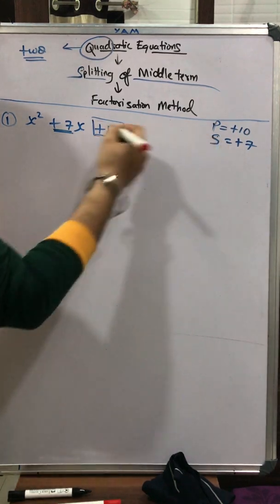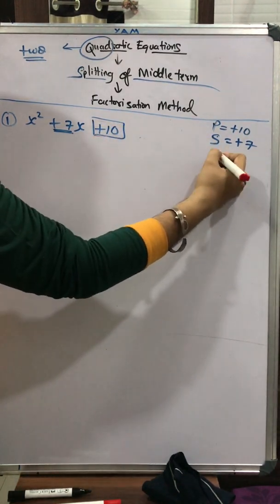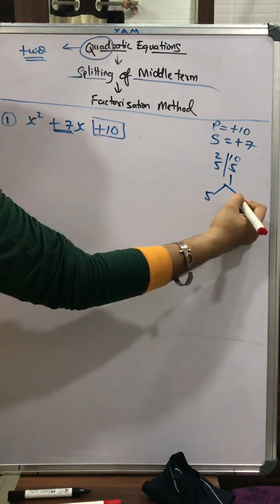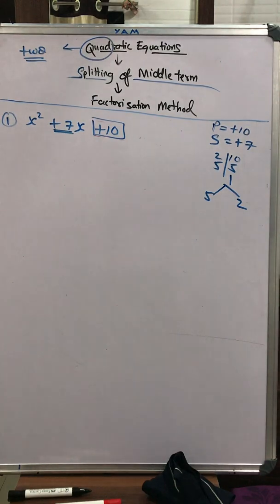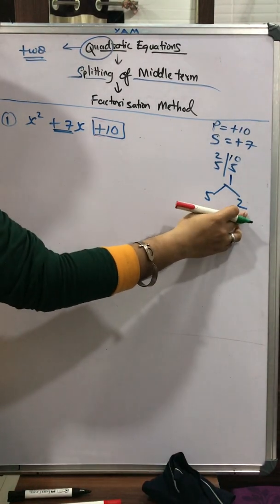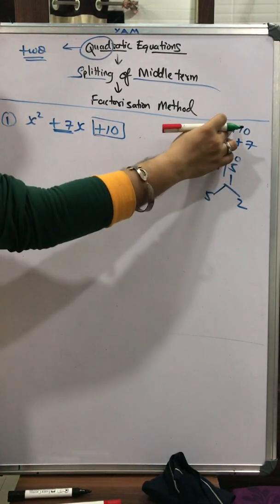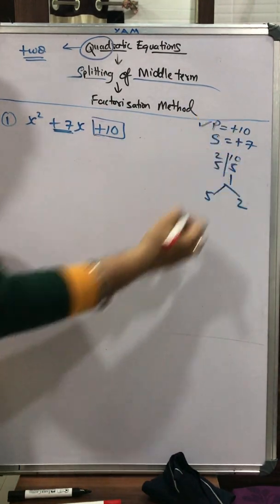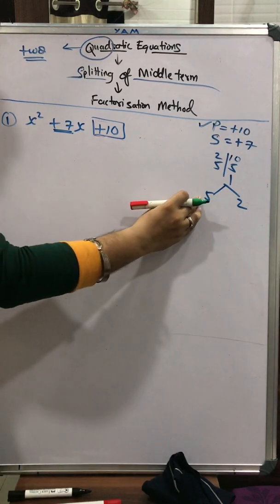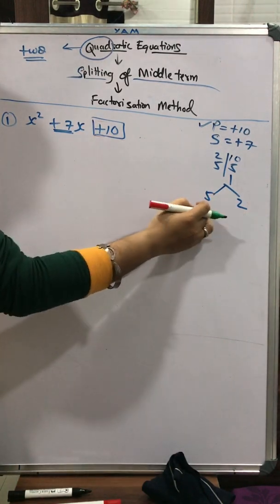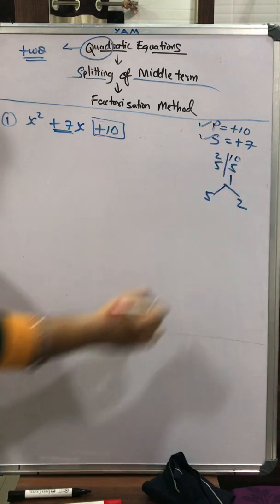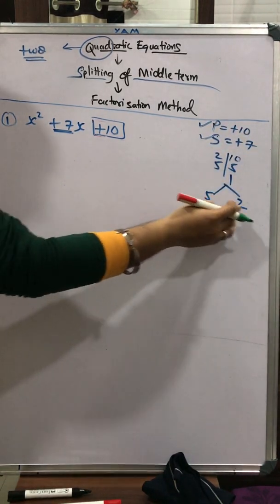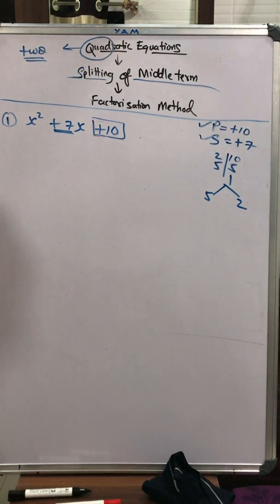Okay, now I have 10 here, so I'll split up this 10. 2 5s are 10, 5 1s are 5. Can I say 5 and 2 are the two numbers? When 5 gets multiplied with 2, students, I get here plus 10. Can I say 5 2s is 10? So I achieved my product. But students, when 5 is added with 2, what number do you get? 5 plus 2 is 7. Oh yes, we got the second condition also. So that means 5 and 2 are our required two numbers.